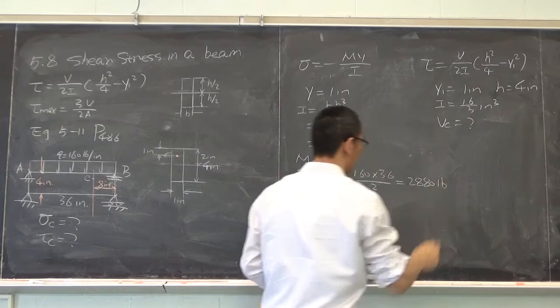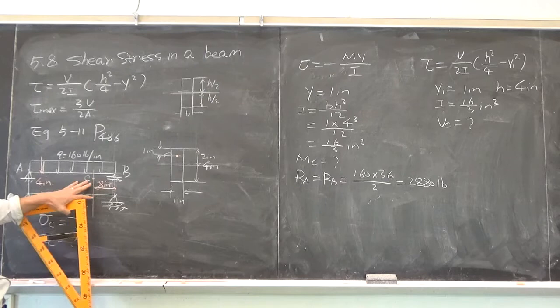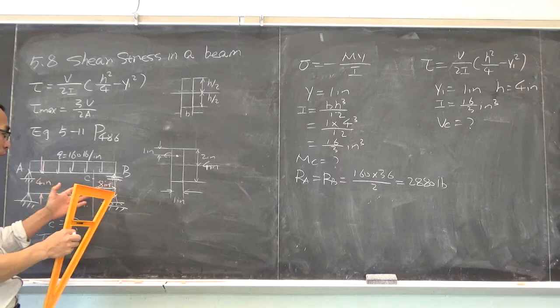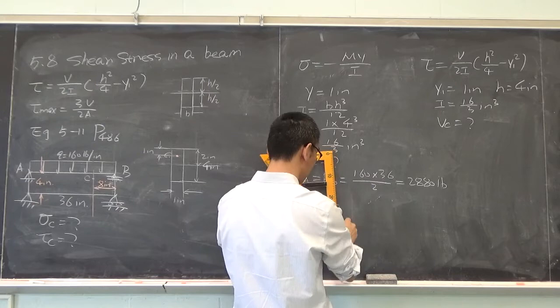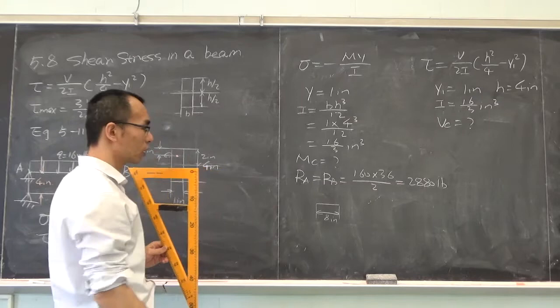Okay. Now, the moment at point C, you can use the left segment or you can use the right segment, okay? So I want to use the right segment, right? So I draw it here. So this one will be 8 inch, right? 8 inch. So this is RB.